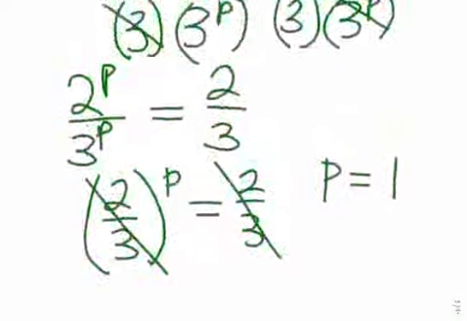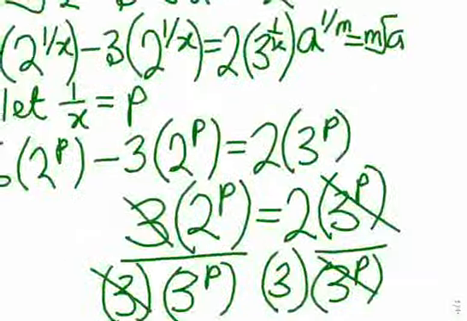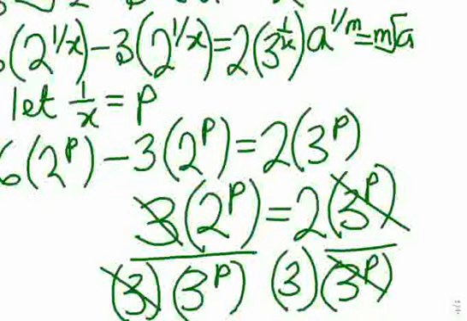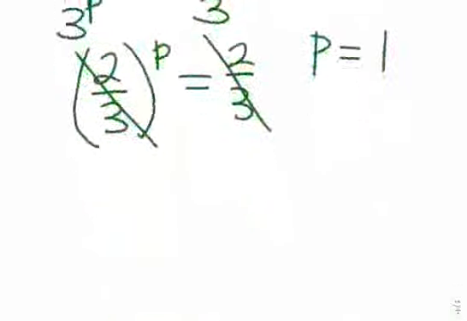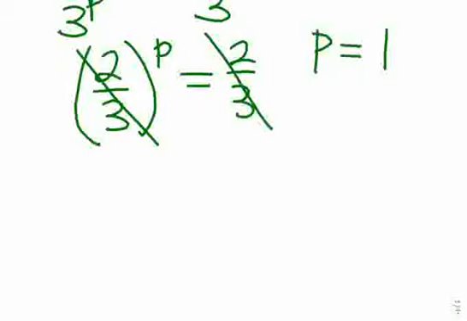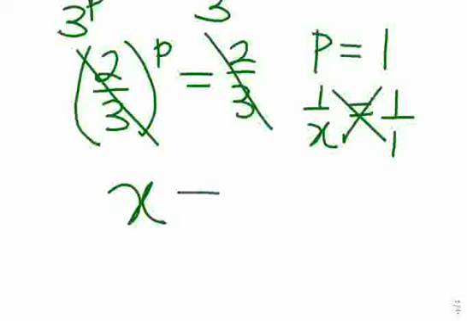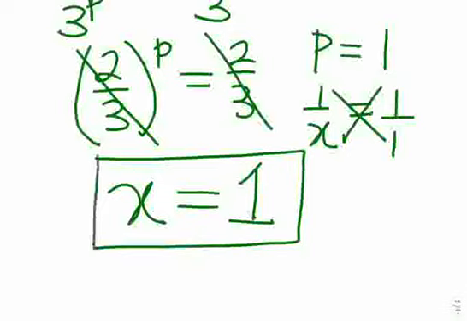But do remember, at that step where we said 1 over x is equal to p. So applying that to what we have obtained so far, this p is 1 over x. So 1 over x is equal to p, and p is 1. So when you cross multiply, the value for x is equal to 1. So the solution to this question is x equals 1.